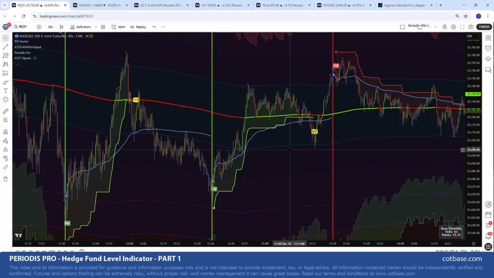Once again, this indicator, Periodis Pro, self-constructing lines. The market dictates. It's a revolutionary idea. There are no parameters. The market tells the indicator how to draw the lines, based on the data it provides.